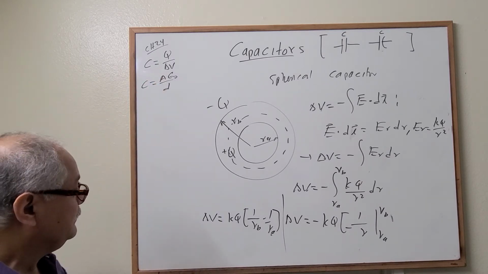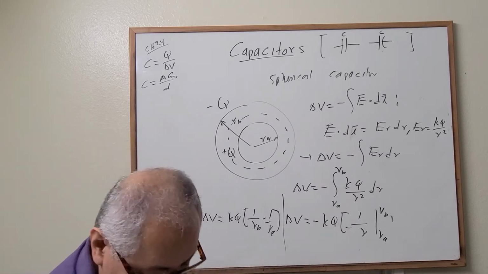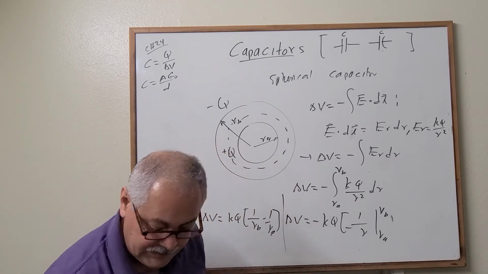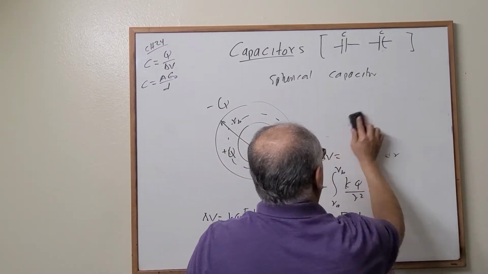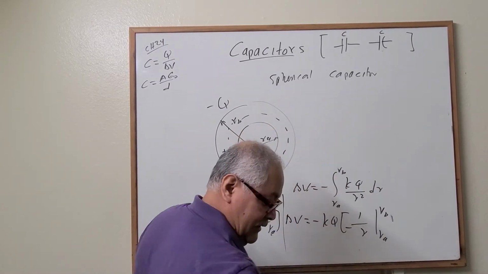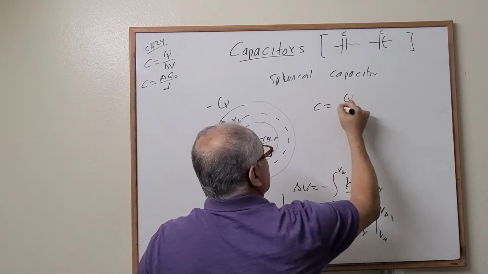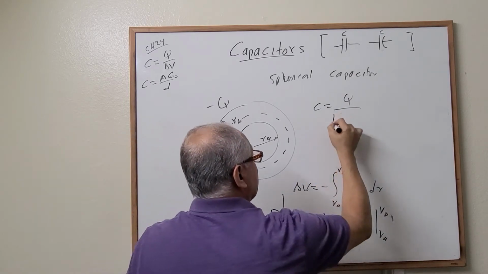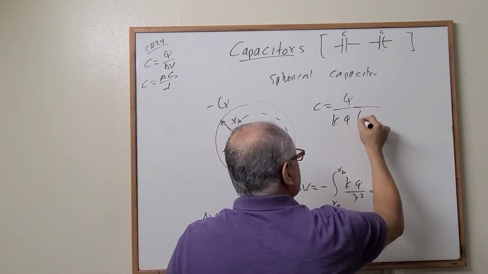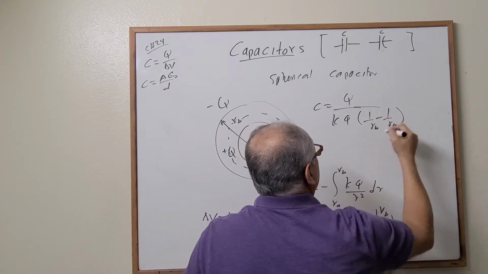Then let's find the capacitance. Okay, let's do it. Where's the eraser? Let's find the capacitance. It's right here. Okay, great. Now let's go then to capacitance. It's equals to the charge divided by this voltage, which is kq, correct, times 1 over r sub b minus 1 over r sub a.